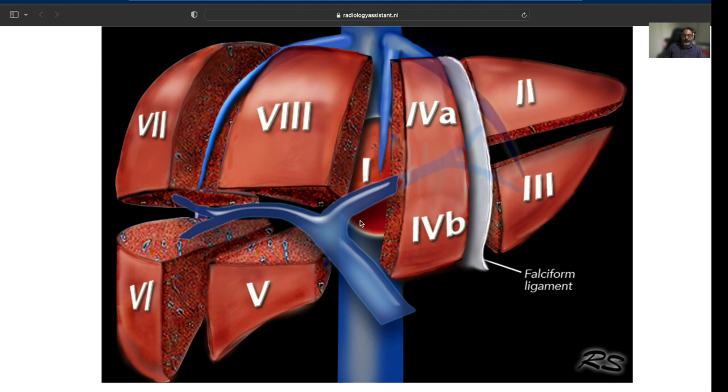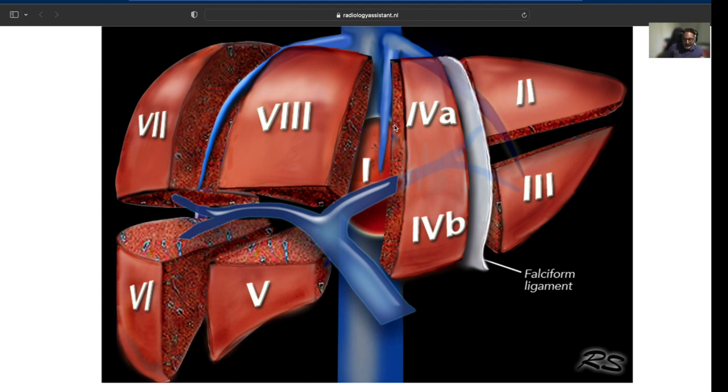This is how the segments are divided: the hepatic veins divide the segments, and then at the level of the portal vein, they're divided again. And there are 8 segments. Actually, there are 9 segments. I mean, there are 8 segments. It's so confusing. Now, let me explain that to you.